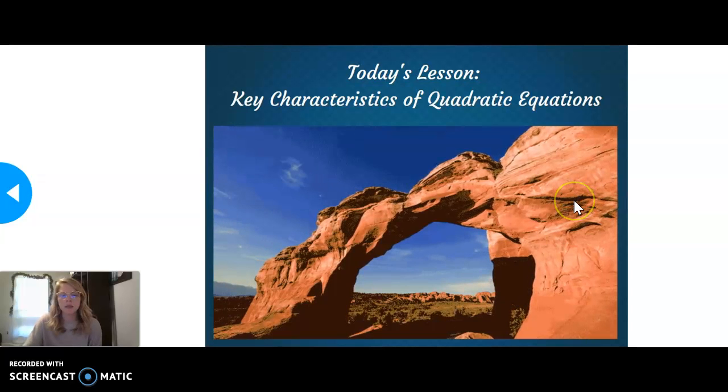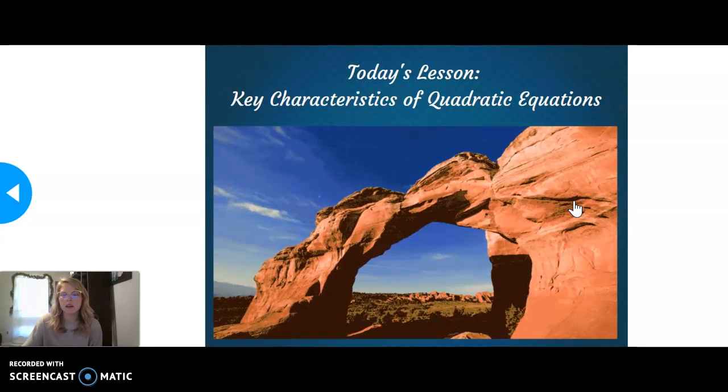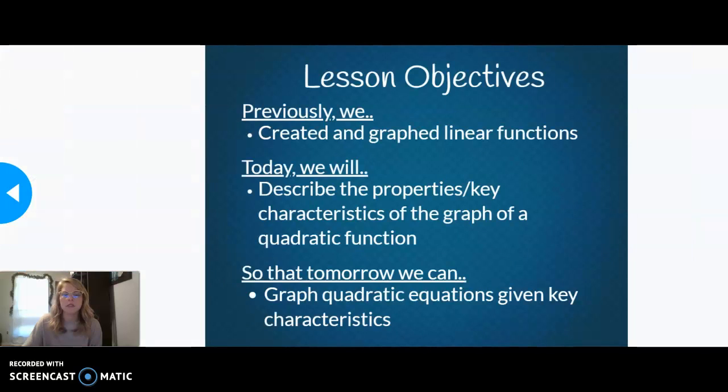Good morning, class. Today we're going to talk about the key characteristics of quadratic equations. So previously we were talking about linear functions. We were creating them, we were graphing them, and we talked about their key characteristics. Today we're going to describe those properties and key characteristics, but for a quadratic function instead. Tomorrow we're going to start graphing quadratic equations using the key characteristics that we're going to learn today.